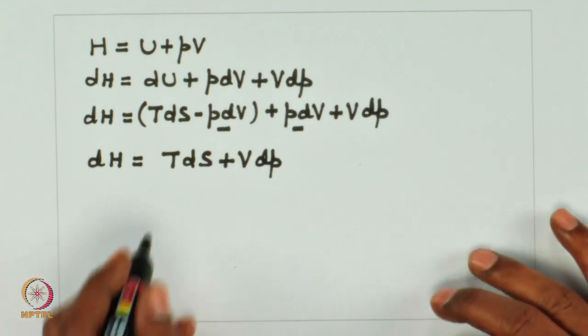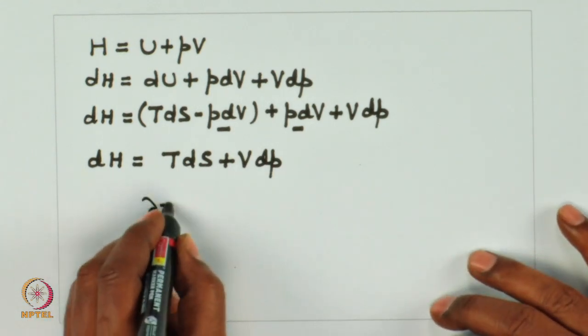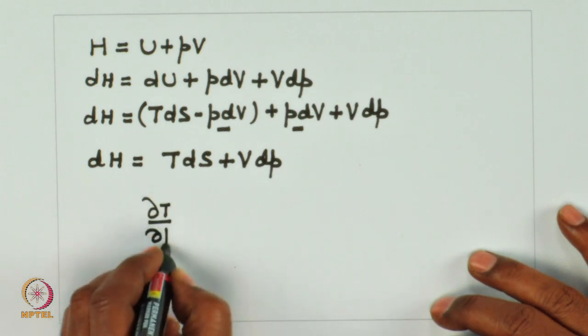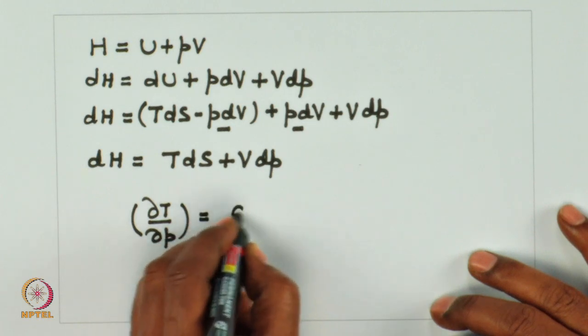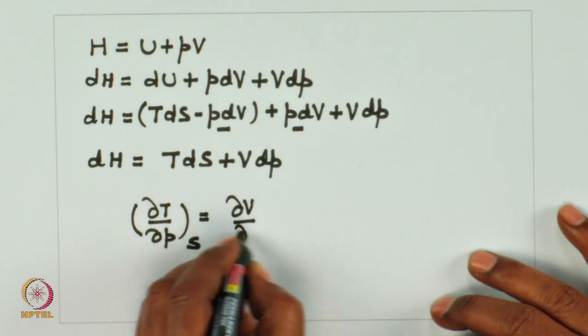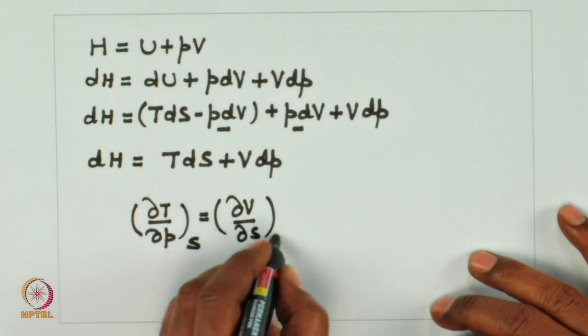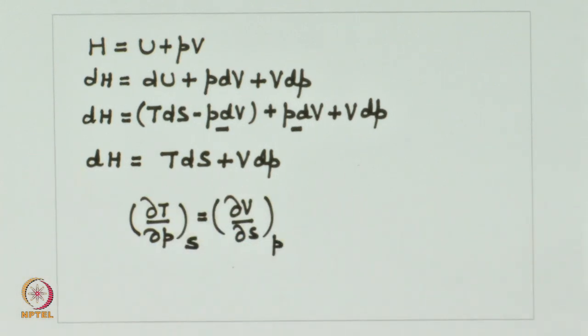So, I can write another Maxwell relation from this, that is (∂T/∂P) at constant entropy is equal to (∂V/∂S) at constant pressure. So, here we have the third Maxwell relation.